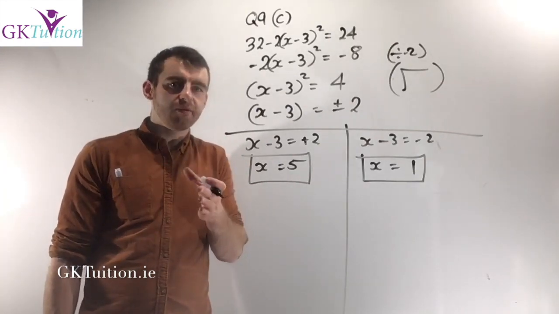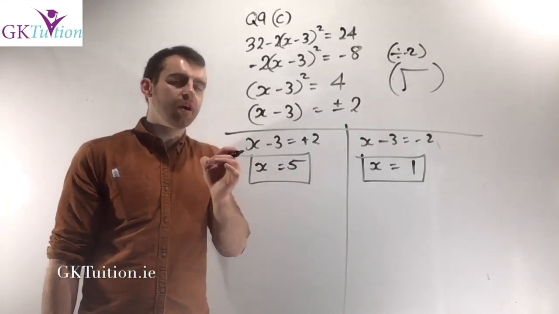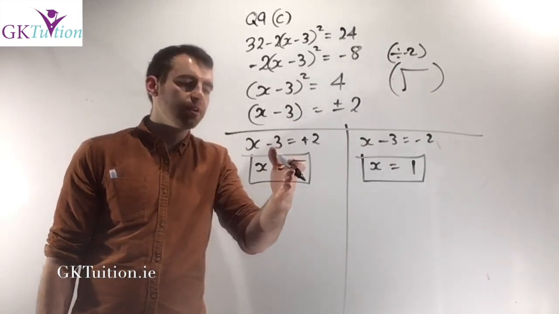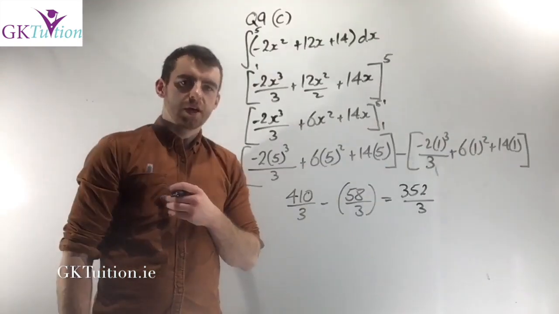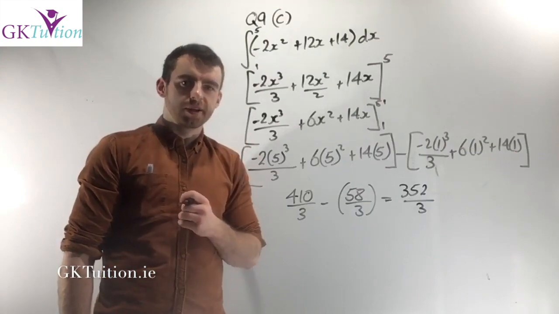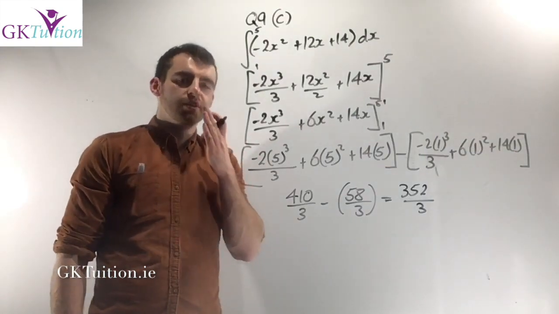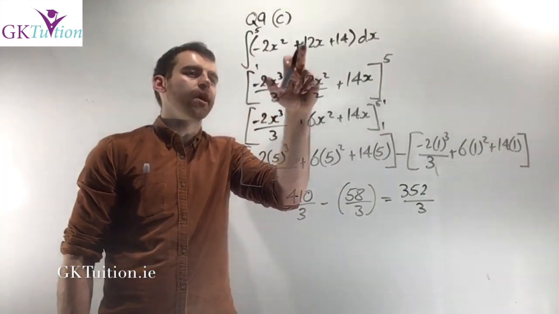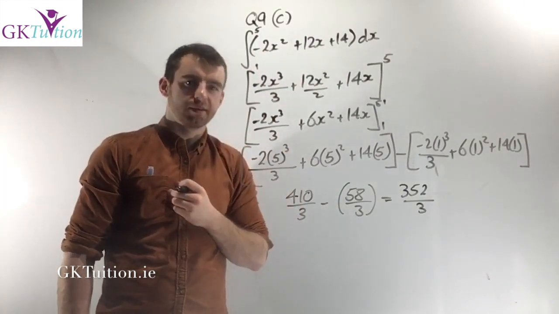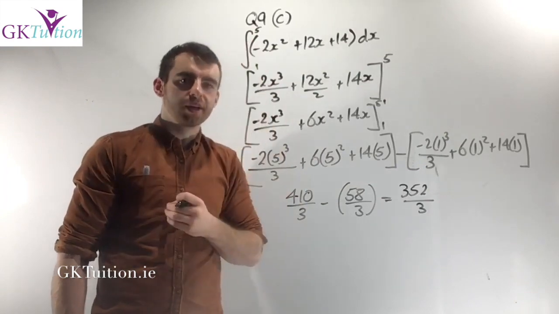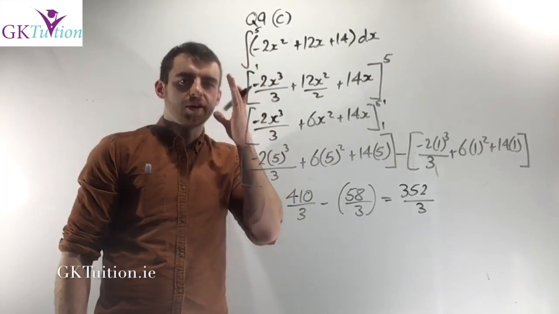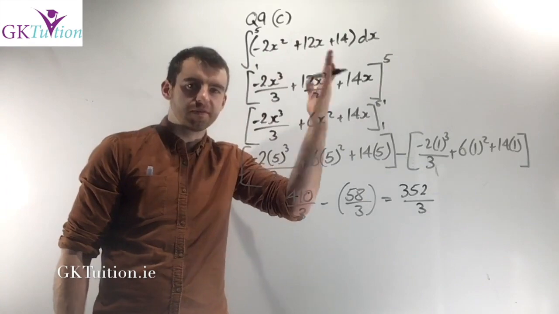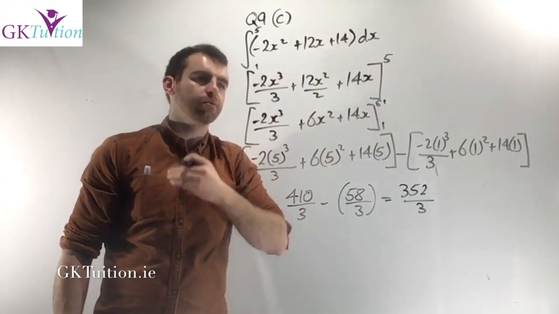I'm trying to get the area between the curve and the line y equals 24, using the limits from 5 to 1. So what I've done here is I've jumped straight into my integration. I want to integrate the function from 5 to 1, the quadratic curve minus 2x squared plus 12x plus 14. If I integrate that from 5 to 1, it tells me everything between the curve and the x-axis, from x equals 5 to x equals 1.